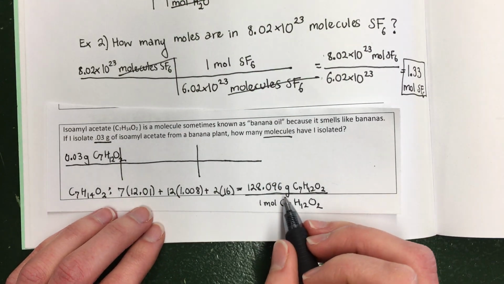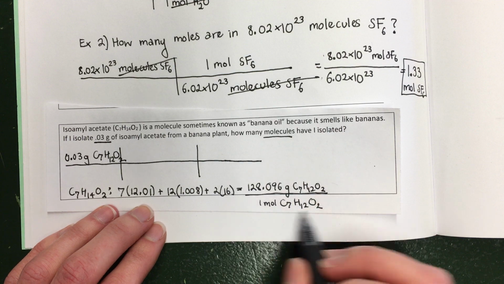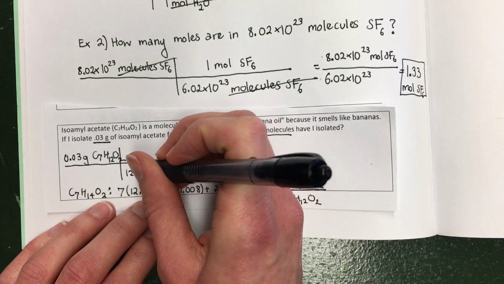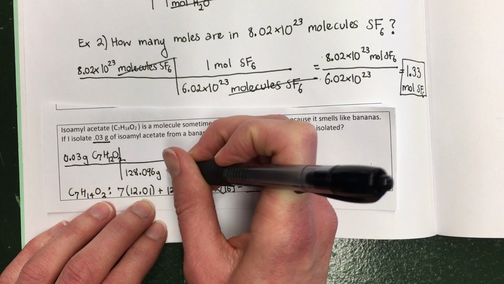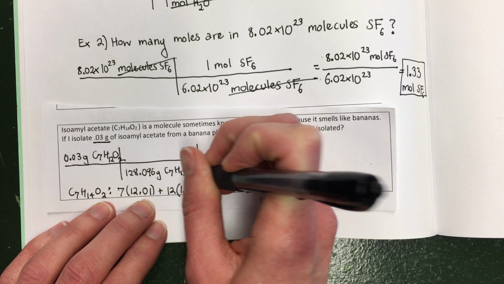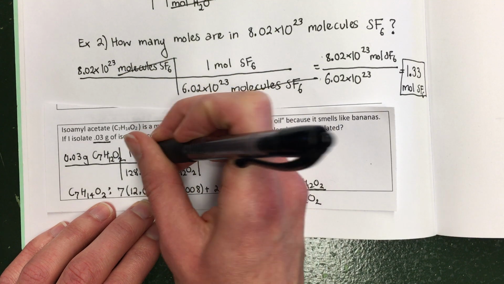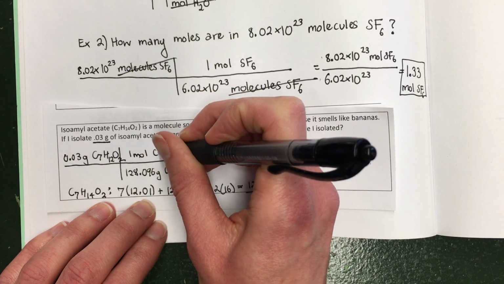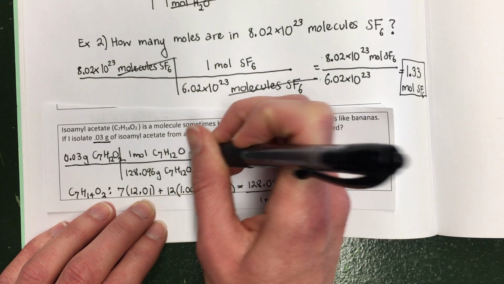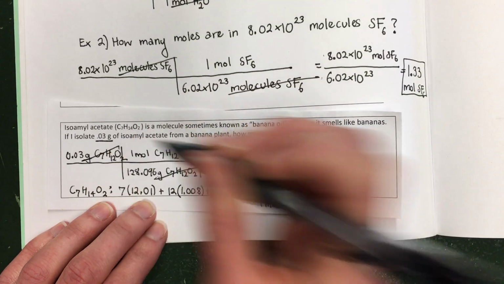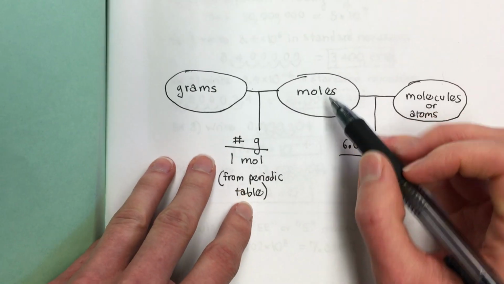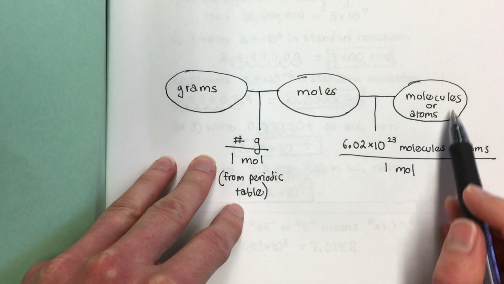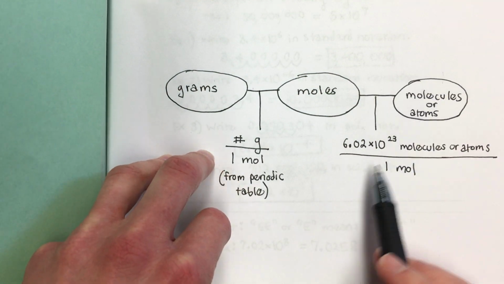Okay, so we want to cross out grams, so we're going to use the 128.096 grams C7H12O2, and then 1 mole will go on top. So grams cross out. Okay, so now what I have basically done is I've gotten from the grams circle to the moles circle. Now I need to get from the moles circle to the molecule circle, because that's what the problem was asking me for.